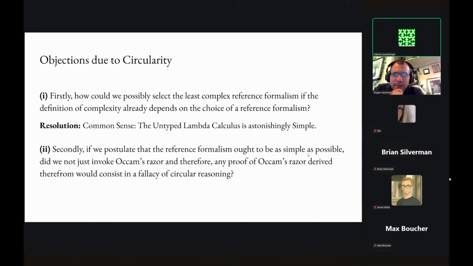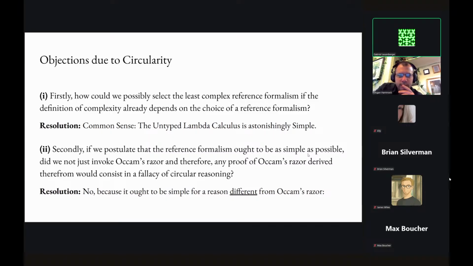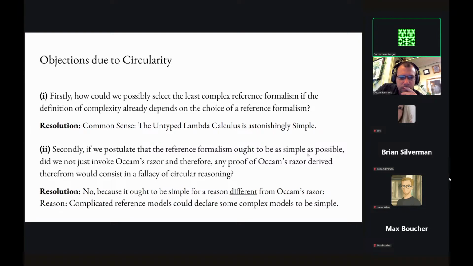But then what are the resolutions here? For the first one, I will say that the solution is basically just that there exists a reference formalism that is extremely simple, remarkably simple: untyped lambda calculus. And for the second one, well, it's not necessarily circular logic, because it ought to be simple for a reason different from Occam's razor, and that reason is here.